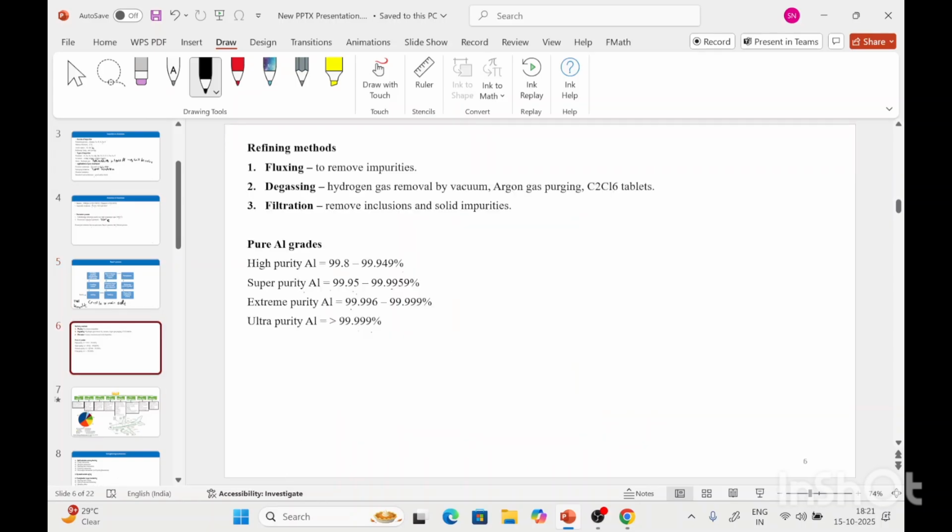Next is the refining methods. Means after achieving the aluminium metal from the electrolytic reduction, further refining is done to remove the impurities. So fluxing is done to remove the solid oxide. Means if there is any compound, flux is used to remove the impurities. So that removes the compounds and elemental impurities.